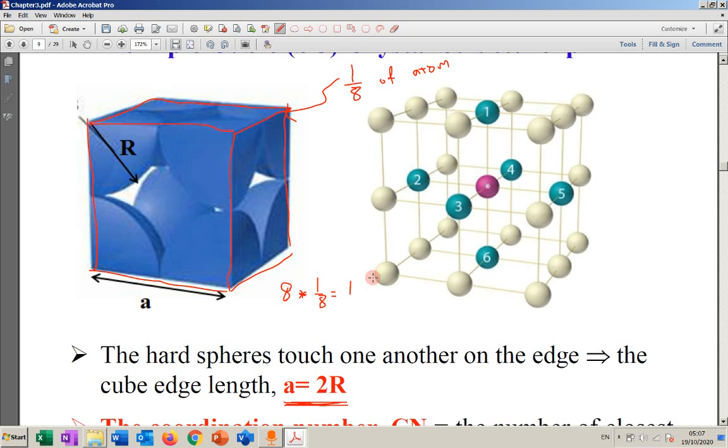Why do we need to know this? For the density, because if I know the radius of the element, I know that the summation of those corner atoms will be one atom, so I can calculate the volume of one atom. Why? Because it's a sphere, and we know how to calculate the volume of a sphere. We're going to show you in the calculation how we do these things.